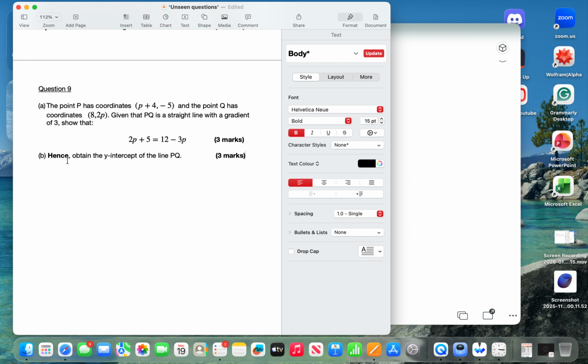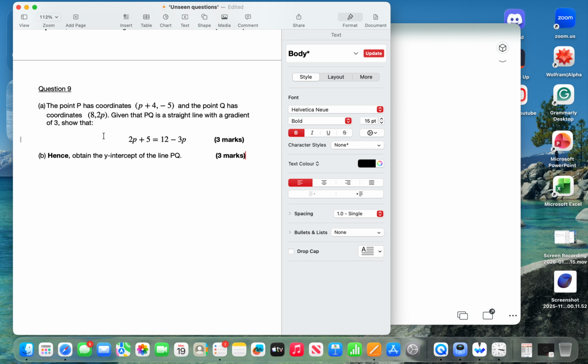Now the first word you will see is "hence". That means that you must use the answer to part A in your part B. You must use a method which relies upon the last information, because you could solve this a different way, but that will cost you marks, because the question requires you to answer it a certain way, and I'm going to show you how to do that.